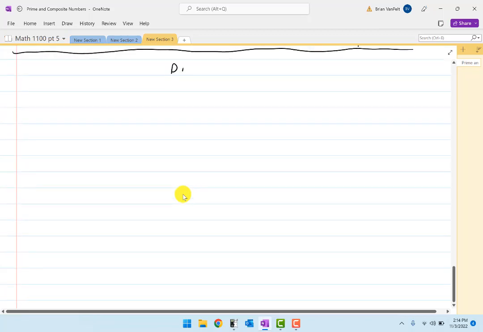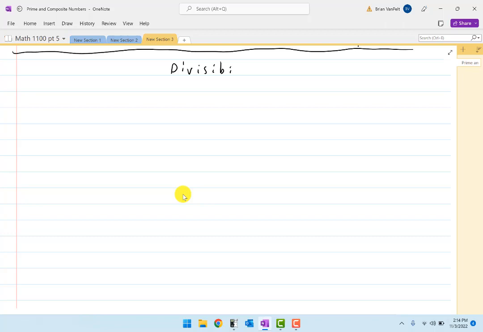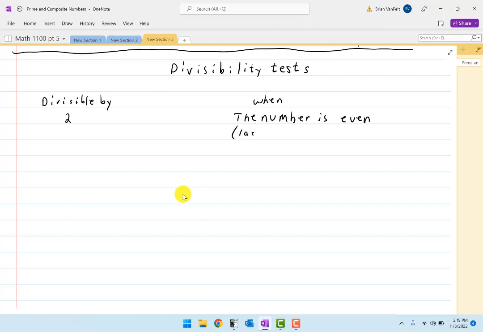Next topic is something called divisibility tests. I have a collection of divisibility tests. So we'll look at divisible by, and when. We have tests for several things. 2 is easy, I should have said. When the number is even. That's easy enough to see. The last digit is 0, 2, 4, 6, or 8.